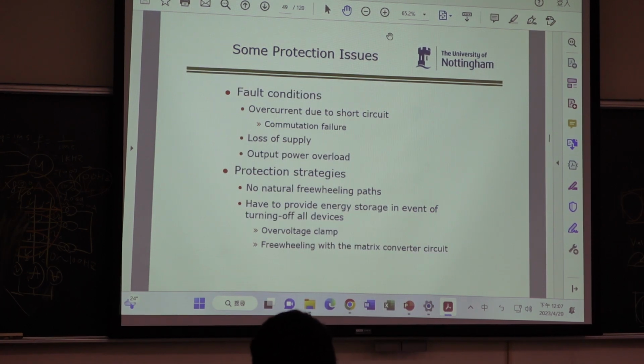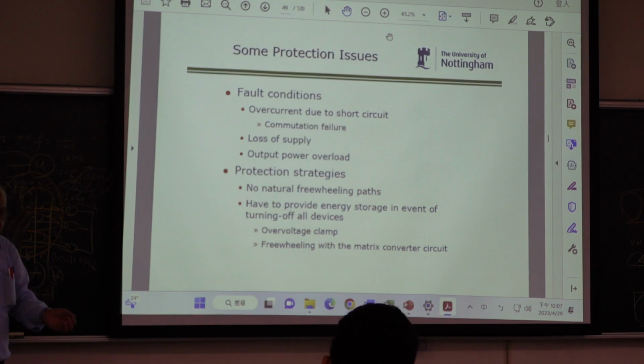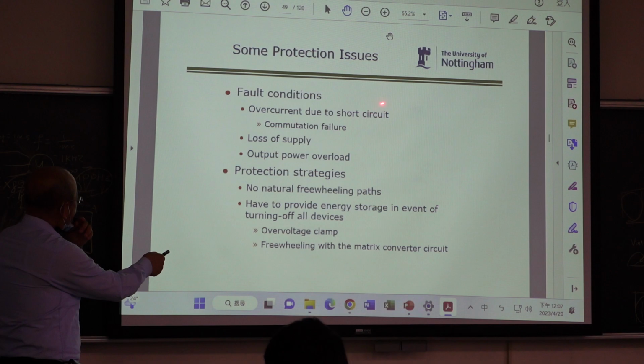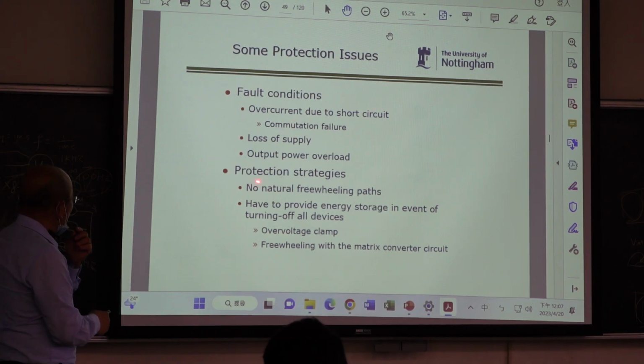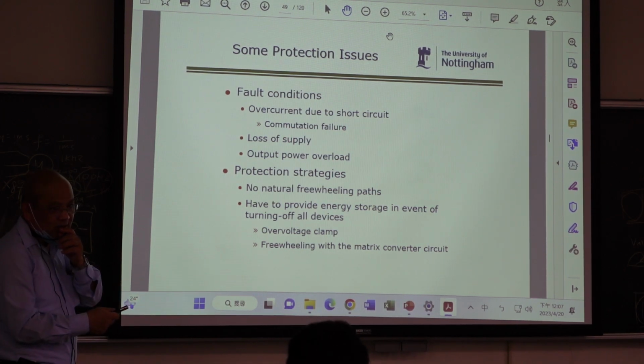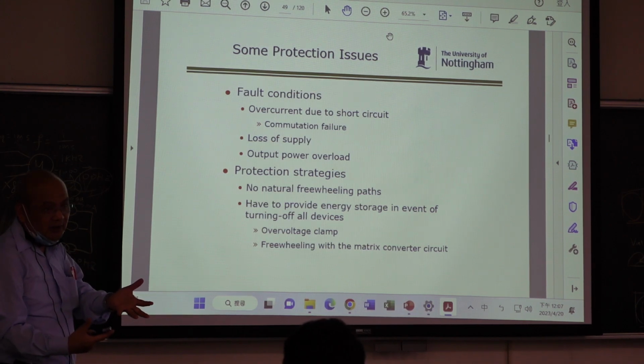So we have another protection issue. Overcurrent due to short circuit. If two switches short circuit, then what happens? You burn out. Can you protect yourself to make the power device still safe? So we call it overcurrent short circuit protection. Loss of power supply. You need gating, but your power supply failed. Then what happens?